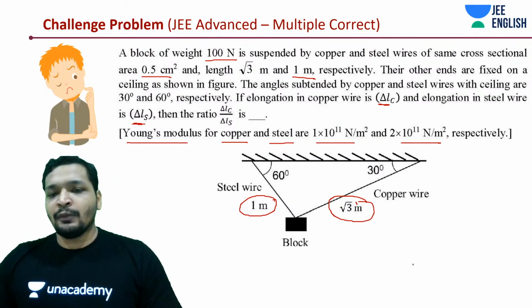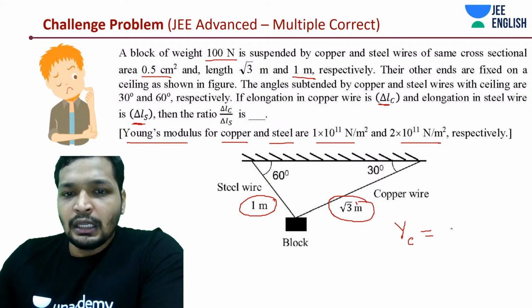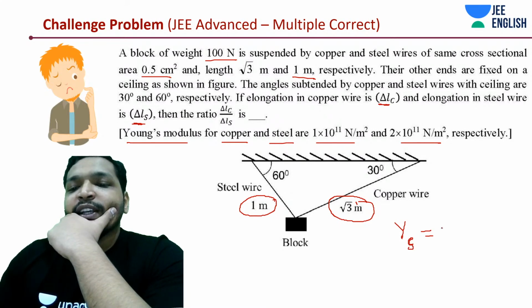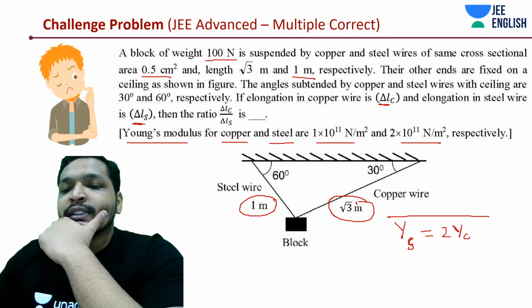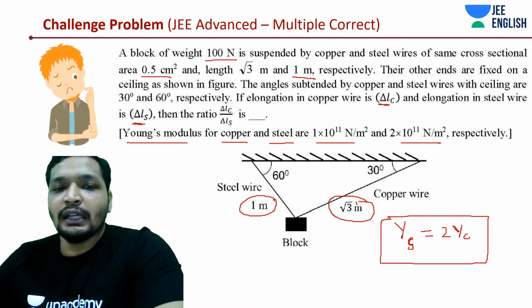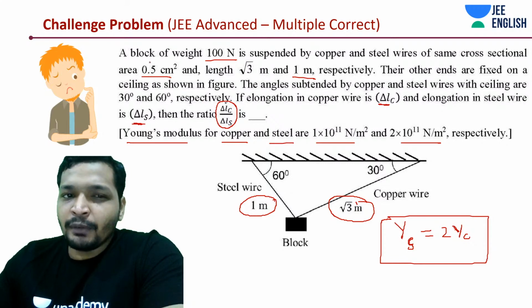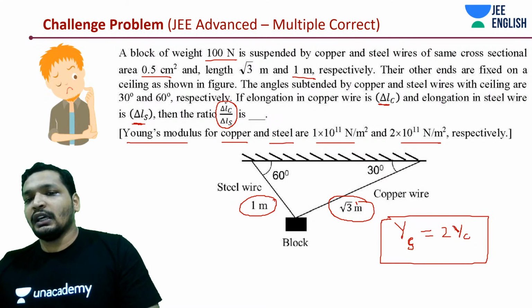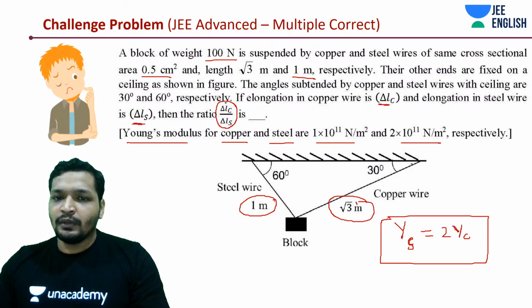Basically, if you notice, Young's modulus of steel is twice that of copper. Why am I writing this? The reason is I don't want to substitute everything, and simply I want to find out the ratio of delta LC by delta LS. If you remember, this is also irrelevant. Okay, let's get started with this question. Just one thing: YS is equal to 2 times YC.